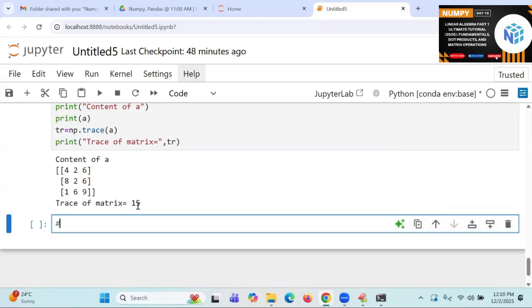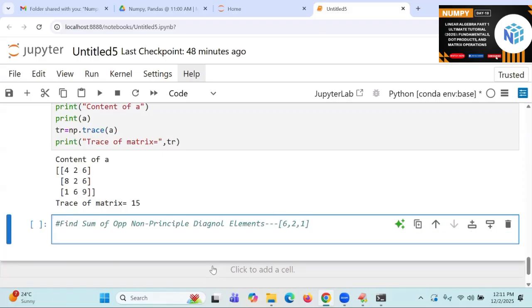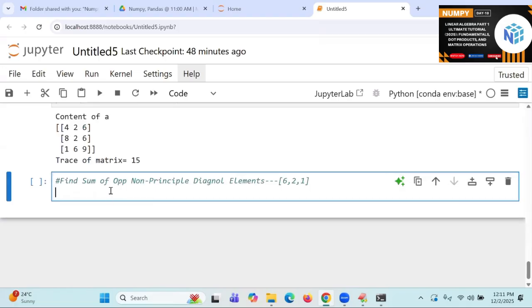All of you listen. Find the sum of the opposite of the principal diagonal elements, that is, the non-principal diagonal elements. I mean to say 6, 2, and 1. How do you find that out? There are two procedures you have to see, which were already covered in class. Come on, quickly. Rafi, very good boy.